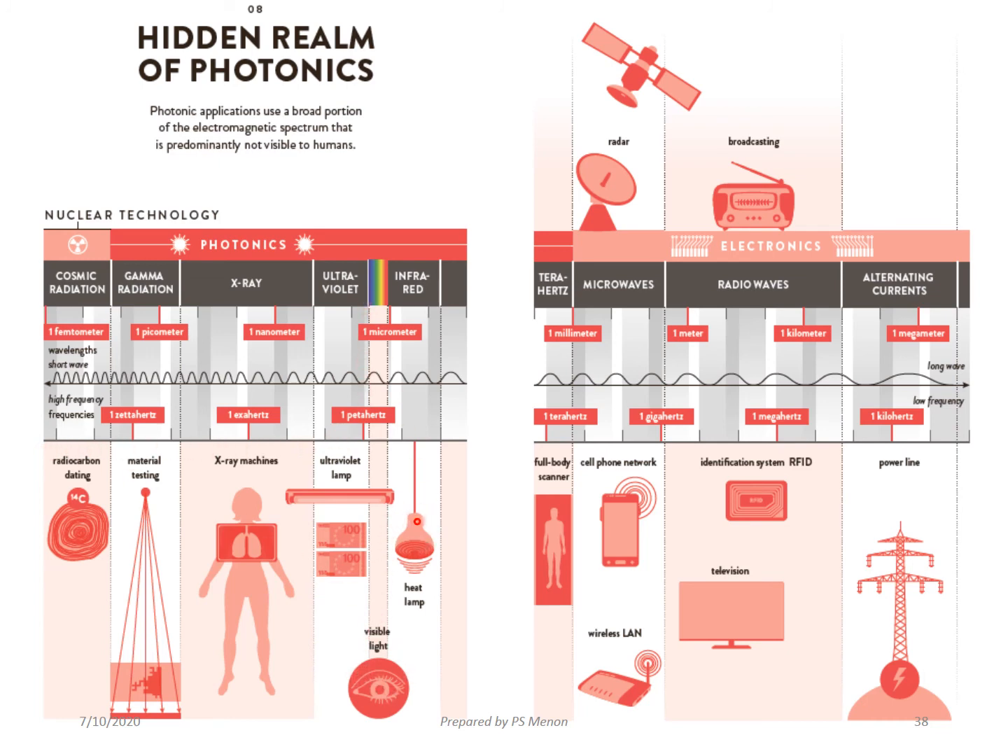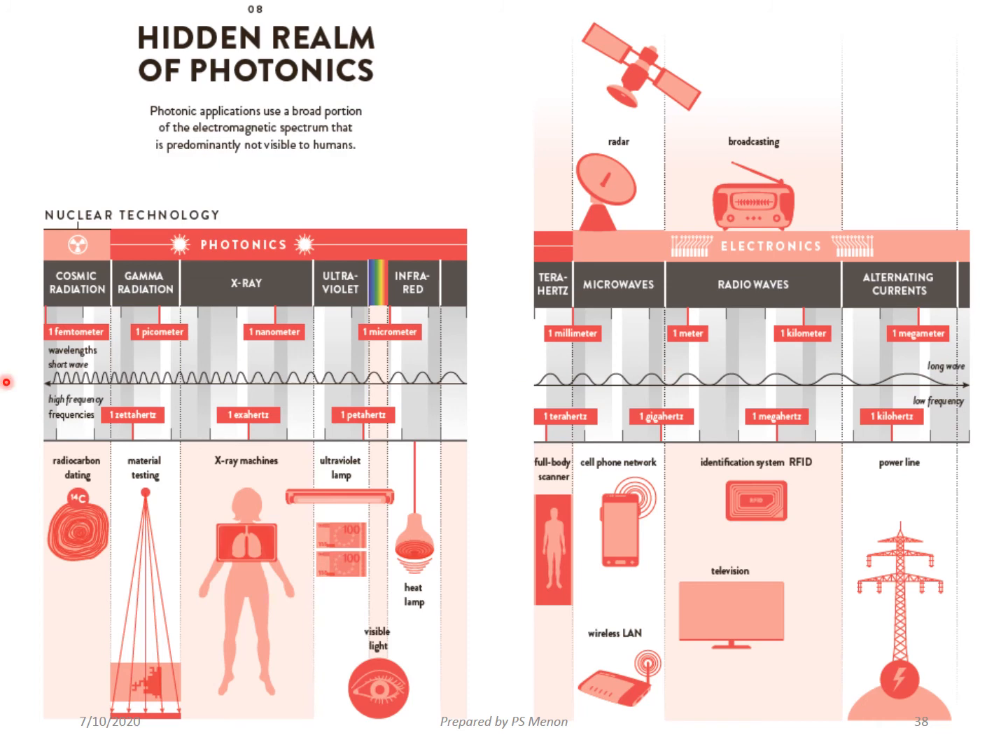For infrared, you have the heat lamp. In the terahertz, you have the full body scanner application. Microwave, you have your cell phone network and also the wireless local area network, LAN. Radio waves are used in RFID for identification systems in your cards and so forth. Also in television. And finally, AC current or alternating current, you use it in the power line. We call it the long wave, right?